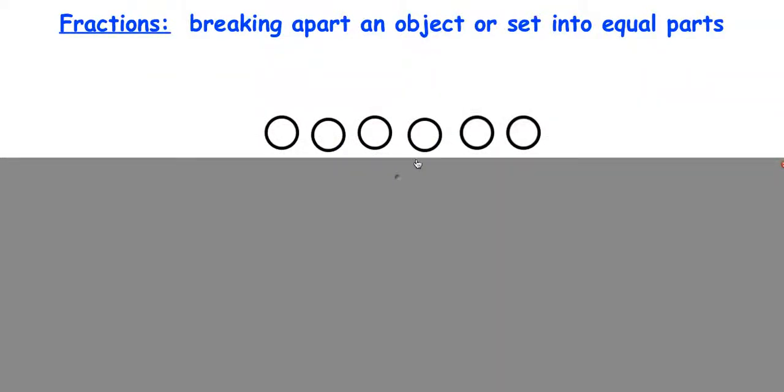So we have 1, 2, 3, 4, 5, 6. So as we've talked about our numerator and our denominator, we've talked about how the denominator is how many parts are in the whole. Well, therefore, there are 6 parts in this whole, so our denominator would be 6.